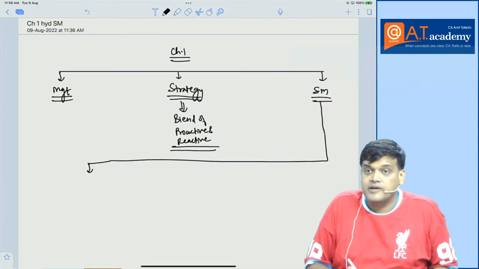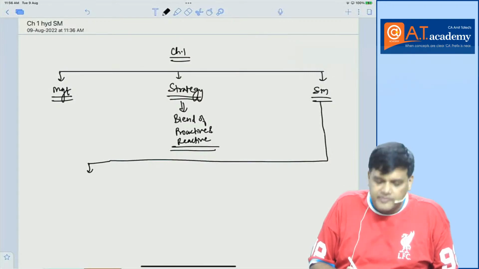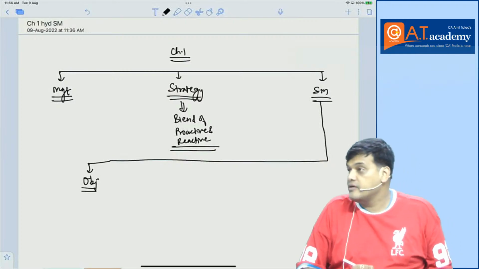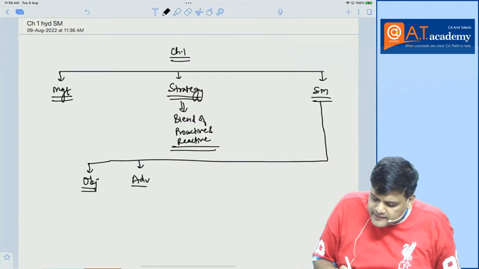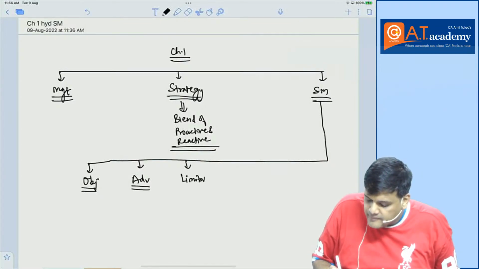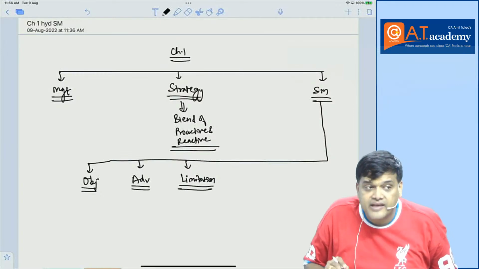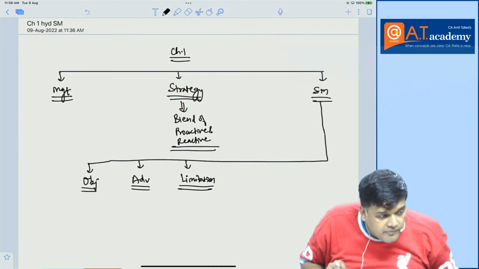First point in SM: SM full form? Strategic management. First question will be, what is the objective of SM? Second point, what are the advantages or benefits of SM? Third point, what are the limitations of SM? I am saying again, please make it clear. If I say Amit Tatede is having SM, it means what?